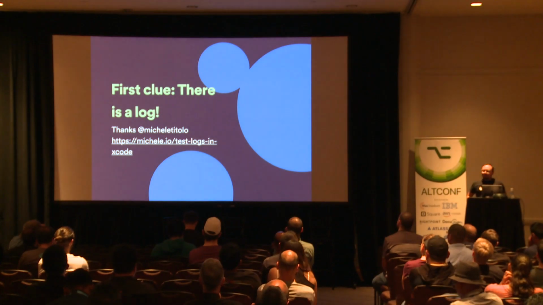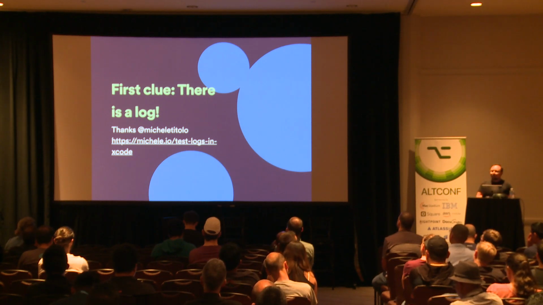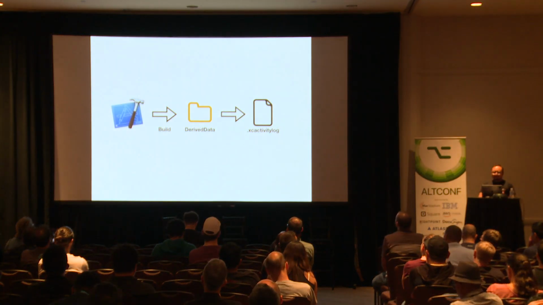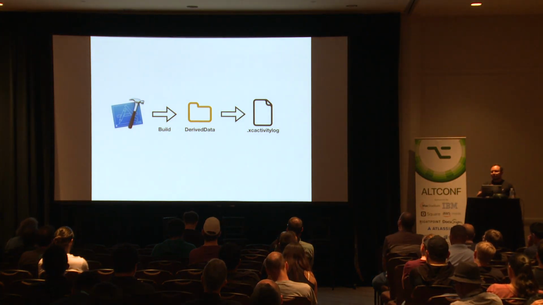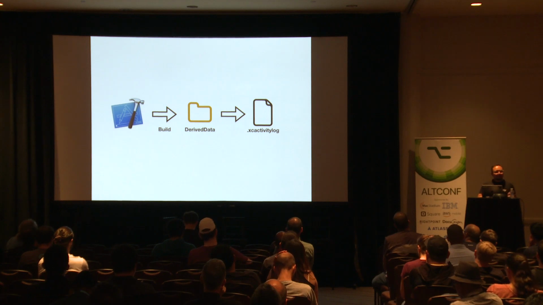And the first clue is that there is a log generated by Xcode. And thanks to Michelle Titolo, I found her blog, where she writes about those logs. So what is happening inside Xcode is that after you build and run, or run your tests, in Xcode or in xcodebuild, it's the same whether you are using the IDE or the command line tool, after that finishes, all that data that is being shown in the report navigator is dumped by Xcode in the derived data folder of your project.